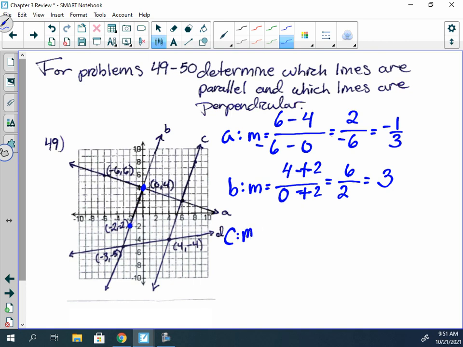C, slope. Well, we have this point over here, which is 6, 2. It just wasn't written in. We'd have to look at the graph itself. And then we have negative 4, 4. So we can say 2 minus negative 4 over 6 minus 4. Well, 2 minus negative 4 is the same as 2 plus 4, which is 6. 6 minus 4 is 2, which gives us 3.